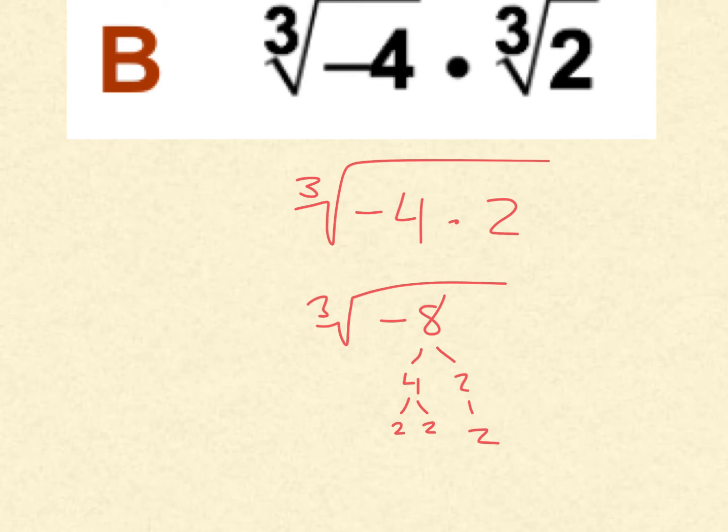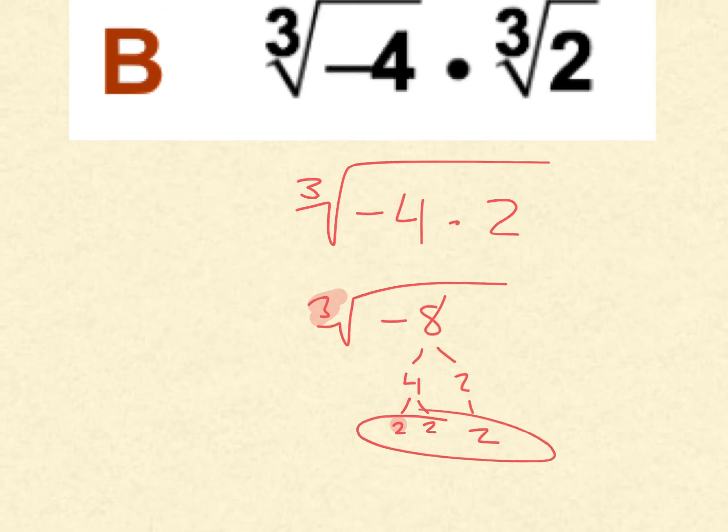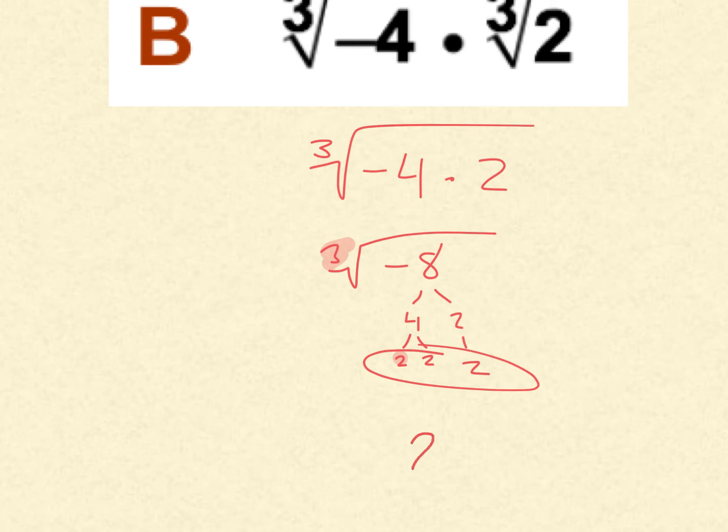We have to circle groups of how many here? 3. Groups of 3. So how many 2's do we have? 3. We have 3 2's. So what comes out? 1, 2 comes out. And then we started with a negative on the inside. So what do we do with that negative? We only make it an I if our index is even. But here index is odd, so what should we do with it? Just put it in our answer. So negative 2 is our answer.